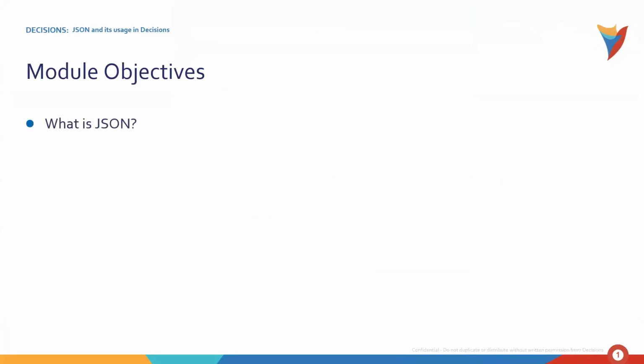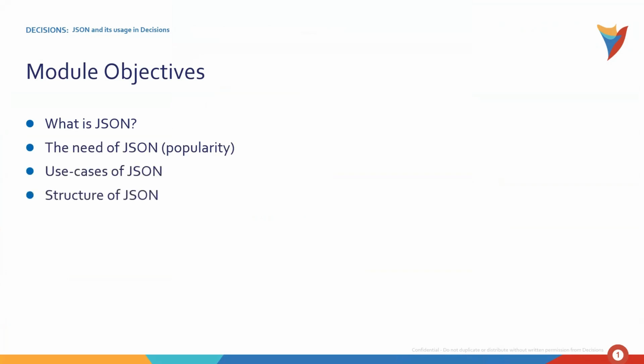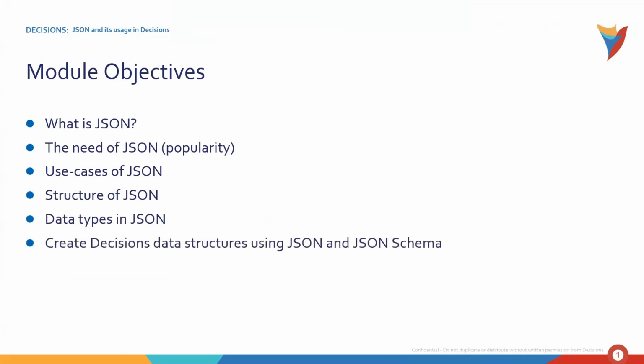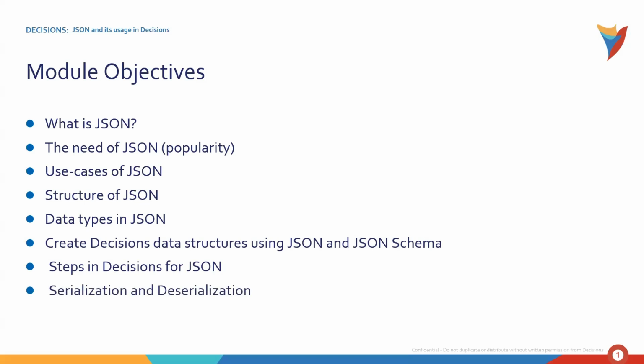What is JSON? The need of JSON, use cases of JSON, its structure, data types, how to create Decisions data structures using JSON and JSON schema, steps in Decisions for JSON, serialization and deserialization, and when to use JSON schema in Decisions.